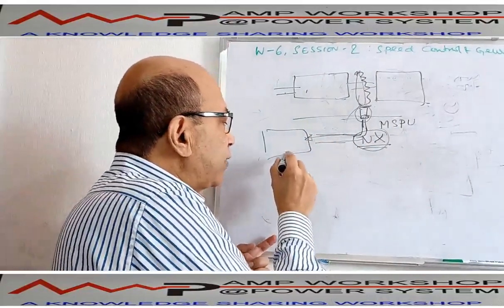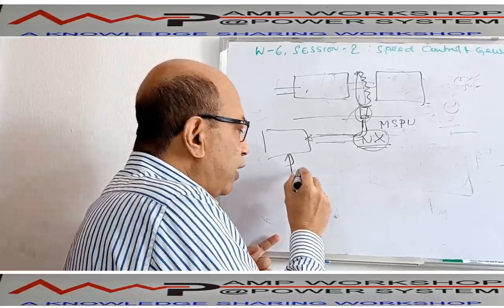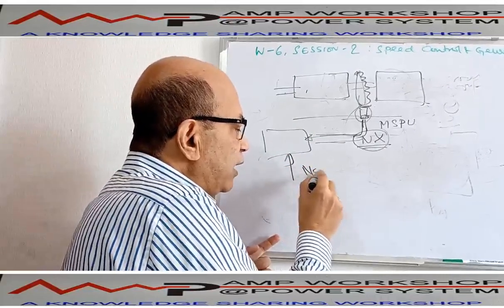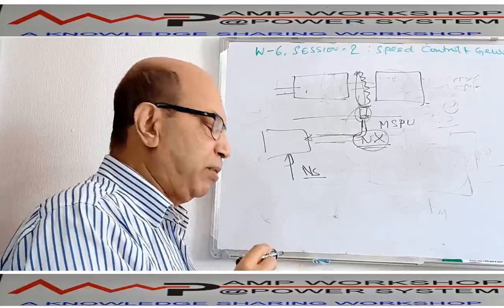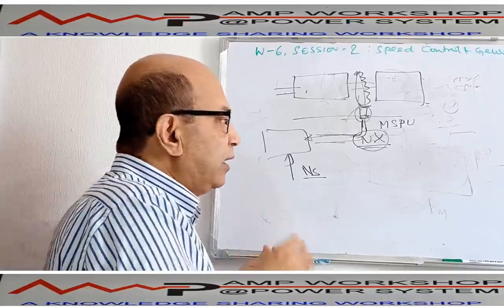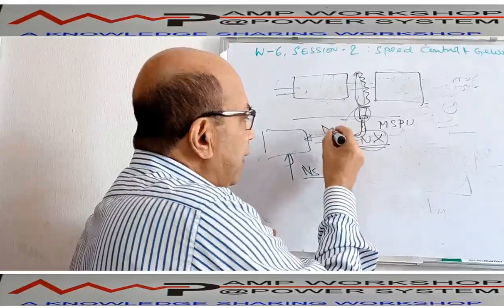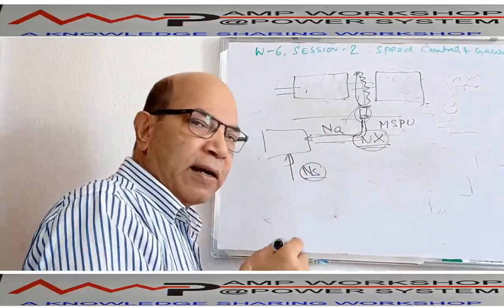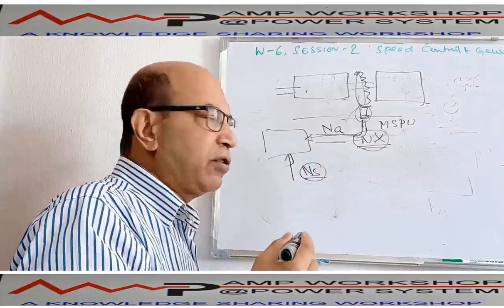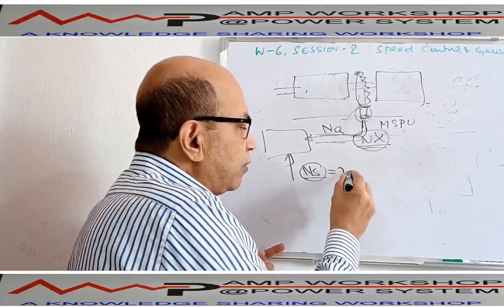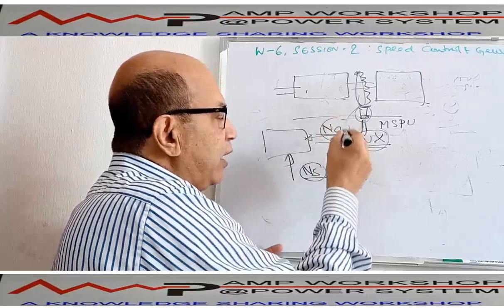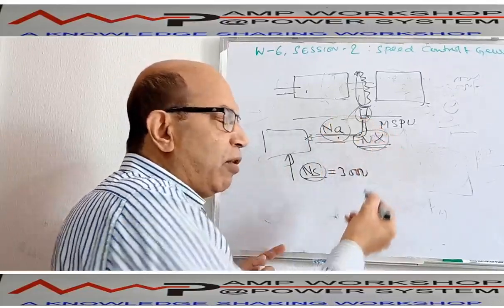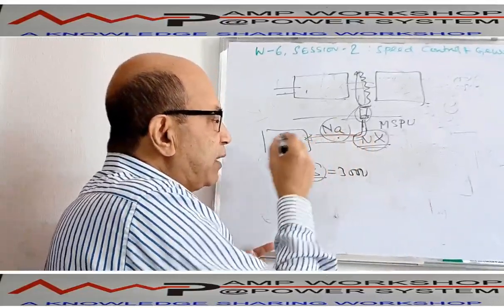This control element has already been set up. Suppose we have already put in the required speed, or the set speed. That is the speed we need. This is the actual speed, n actual, and this is the set speed. Suppose we want to run at 3000 rpm, so n is equal to 3000 rpm. The actual speed may be 2900 or 3100 depending on the load. That speed is coming over here.